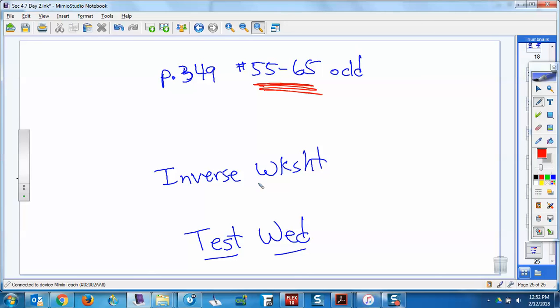On the backside, you can skip 4, 5, 6. You can skip 11 and 12. You can skip 4, 5, and 6 on that bottom section.